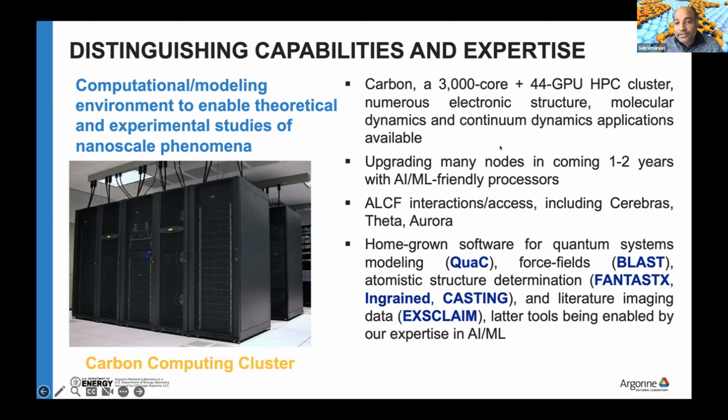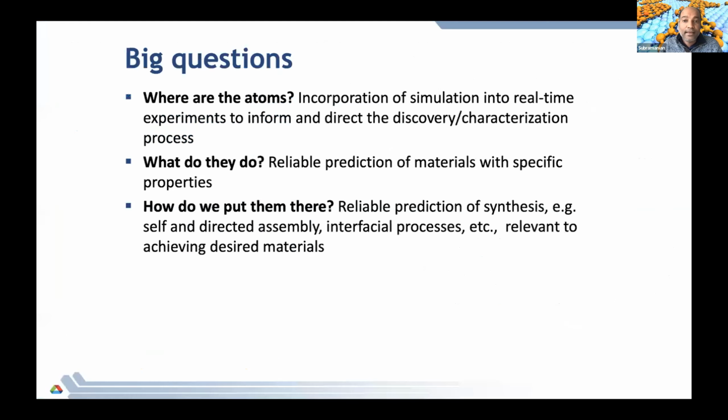We are in the process of upgrading nodes in the coming few years with more AI/ML friendly processors. This is an important step that we are taking to cater to our users who want to do AI/ML in designing and discovering nanoscale materials. We also work with our users, and depending on the scale of the problem, we work with them to give them access to the ALCF resources, including Cerebras, which is a deep learning accelerator, as well as exascale computing resources that are now coming up, such as Aurora.